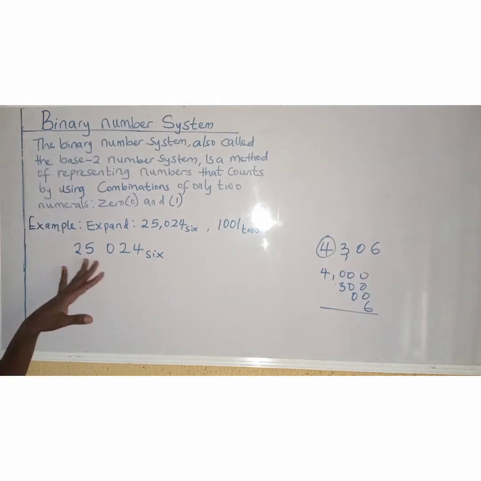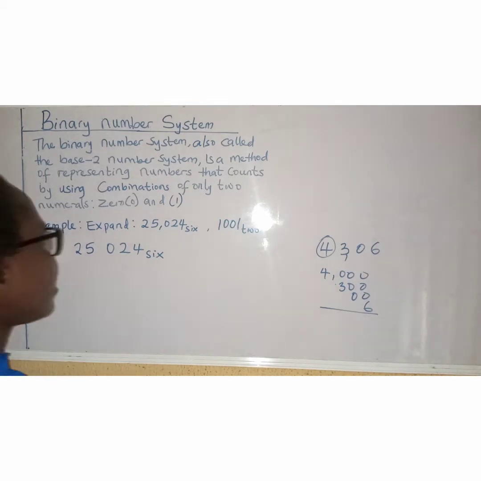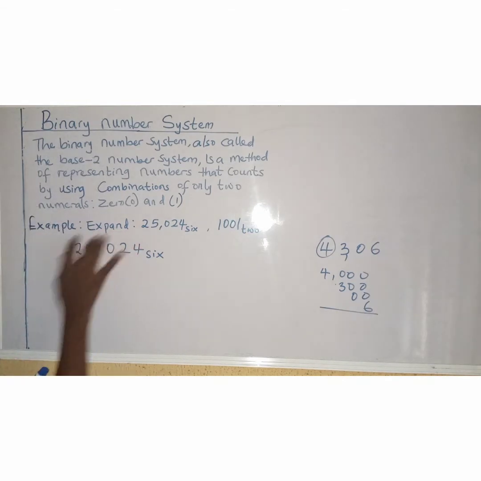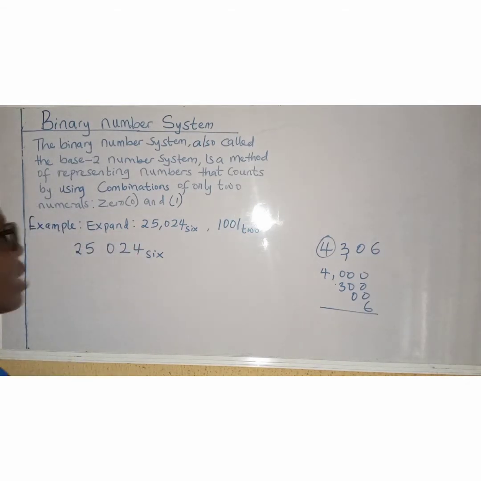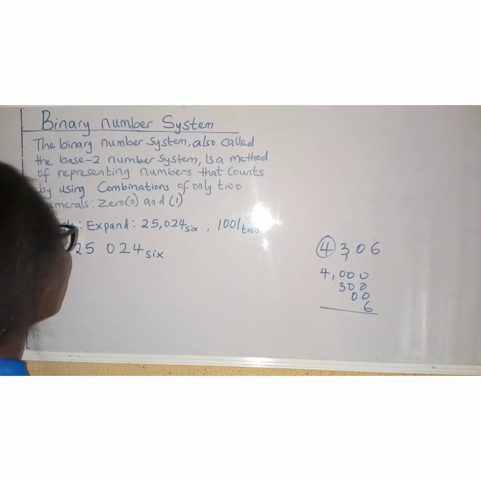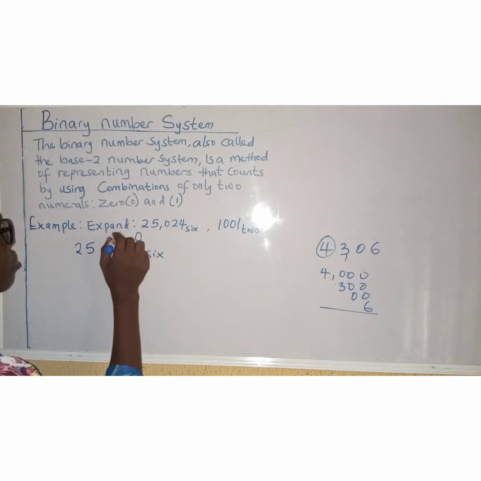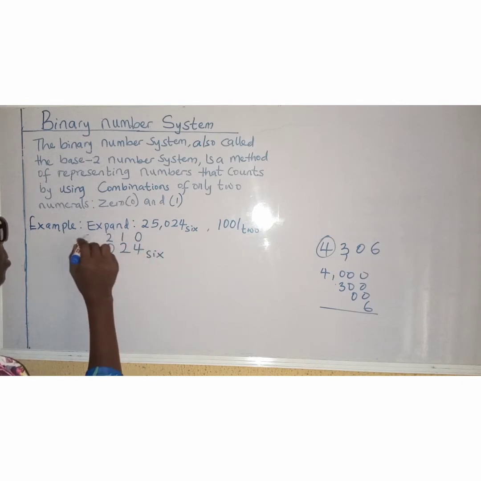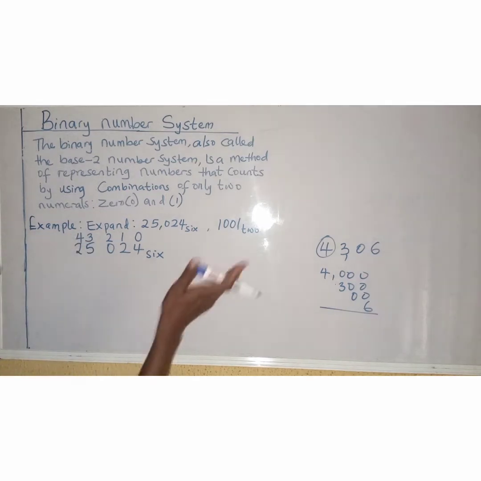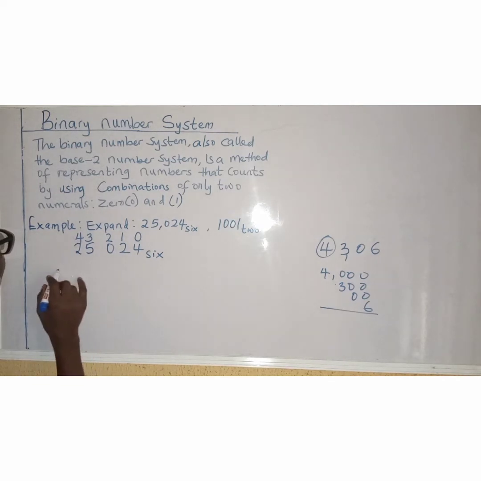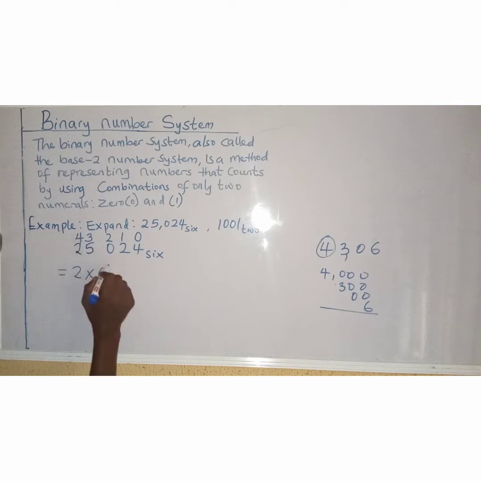Now we have 25,024 in base 6. We are being told to expand. This is just expansion. We are not dividing. We are not solving it. And this is the first thing you do. Name it. You start from 0, 1, 2, 3, and 4. And when you want to expand, just the way I try to expand the place value, this is how you do it. The first number is 2. You say 2 times the base 6 raised to power 4.